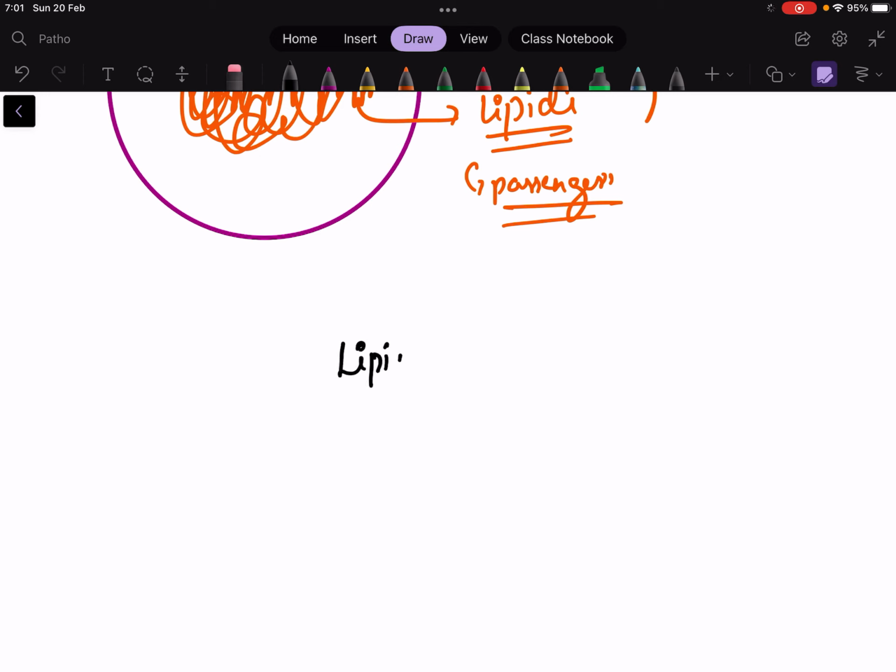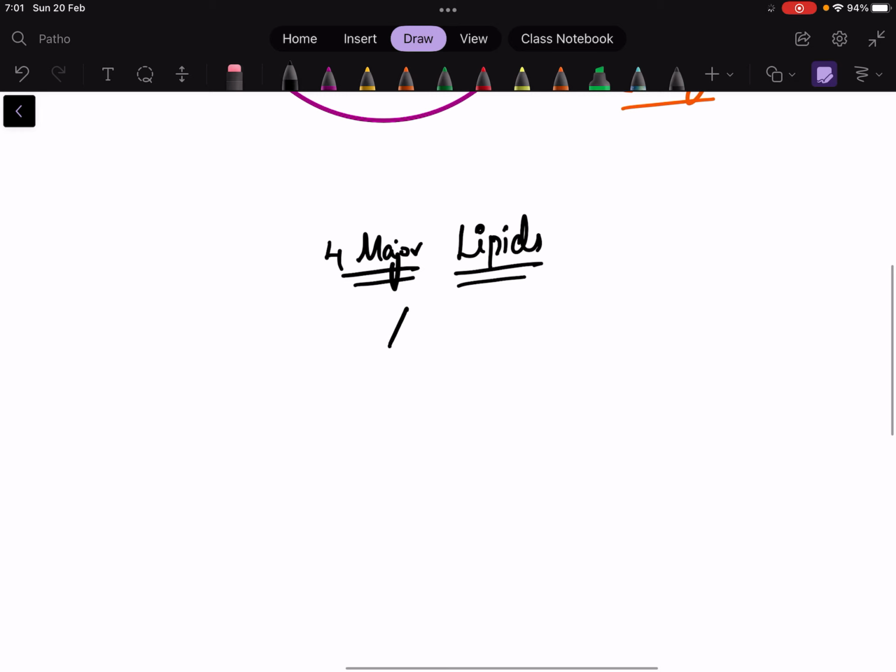There are four major types of lipids present. We will divide them into two subtypes, which are non-polar lipids and amphipathic lipids. So what are these amphipathic lipids? What is the meaning of amphipathic lipids?